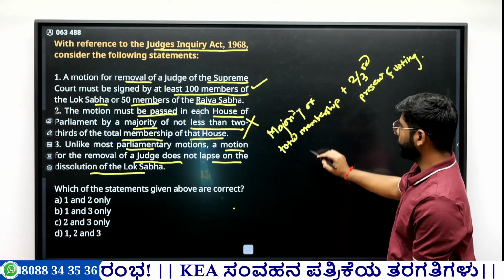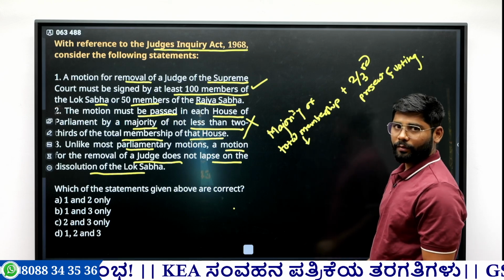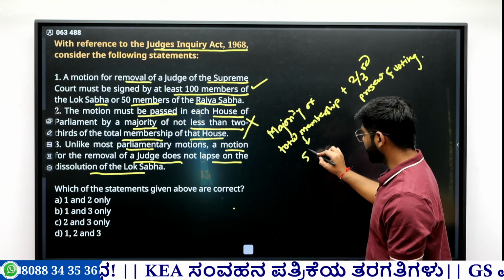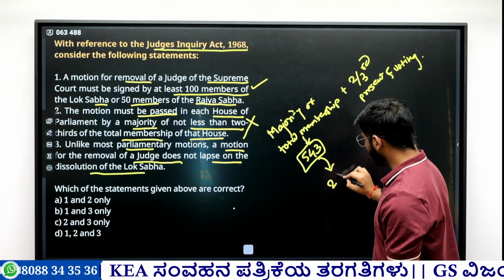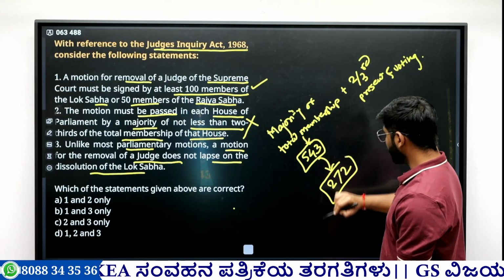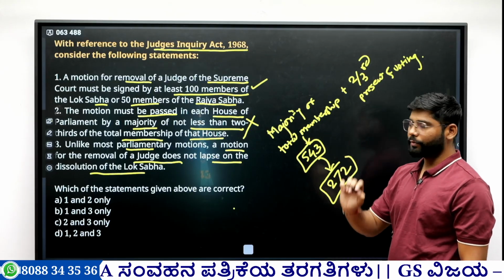Okay, what is the majority of Lok Sabha? Now we'll take Lok Sabha as an example. It's 543. So what is the majority? It must be 272. 272 members must vote in favor of the impeachment motion.